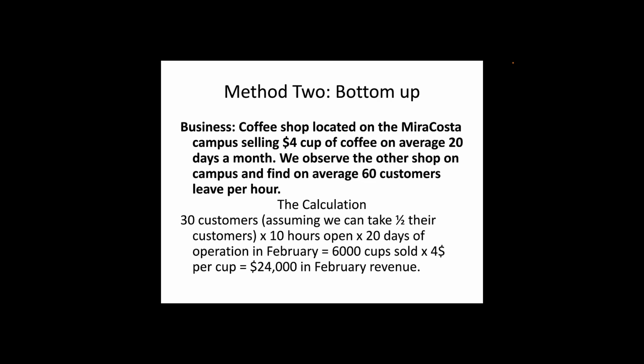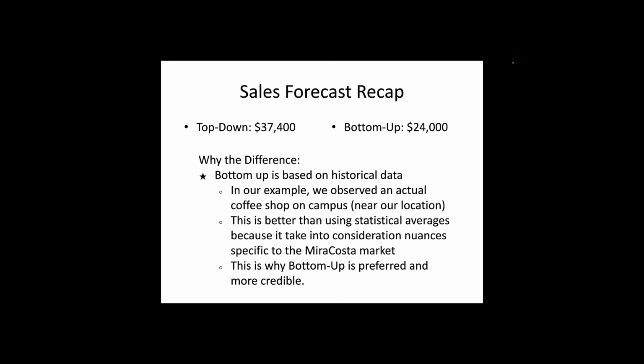So, calculation. Let's assume that we can get half of those 60 customers, so we've got 30 customers. We multiply that times the 10 hours that we're open in a day. Multiply that by 20 days of operation in February, so we've got 6,000 cups sold at $4 per cup, which gives us $24,000 in February revenue. And so that is our bottom-up method, starting at the customer level and then working our way up to what our sales are going to be. So top down is definitely the funnel going down, and then bottom up, we're just building back up to the top of the funnel.